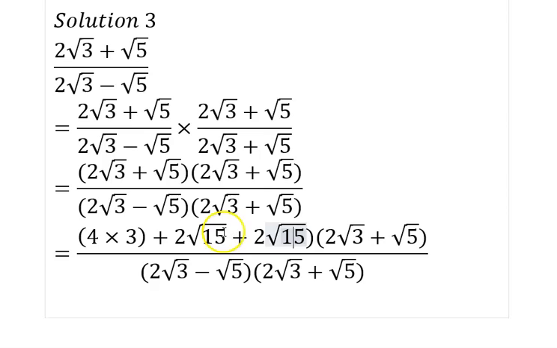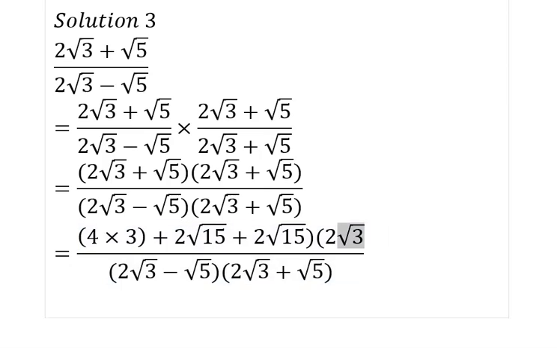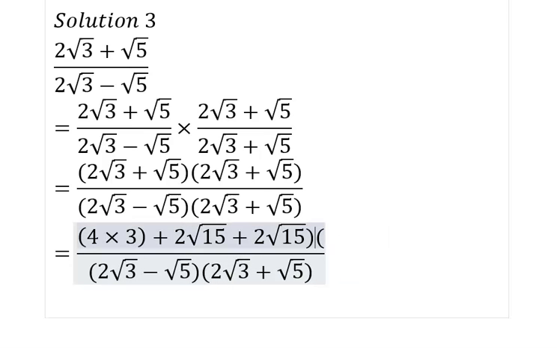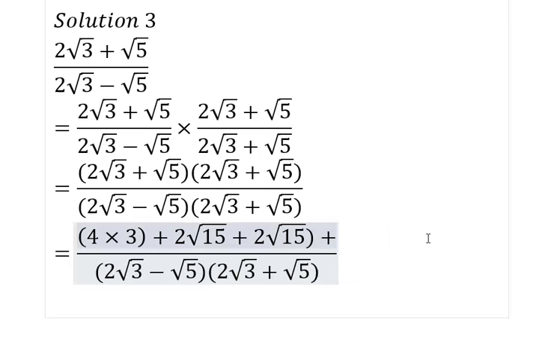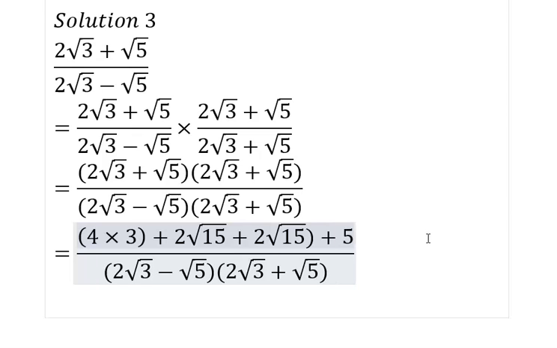Beautiful. Then the last one now we'll be able to do. Root 5 times root 5 will give us 5. Awesome. We've been able to multiply the numerator. So let's pick it one after the other again so that you can see.